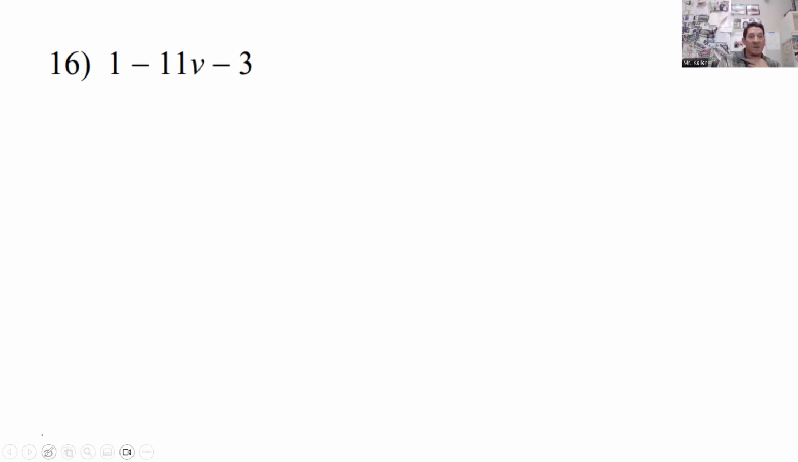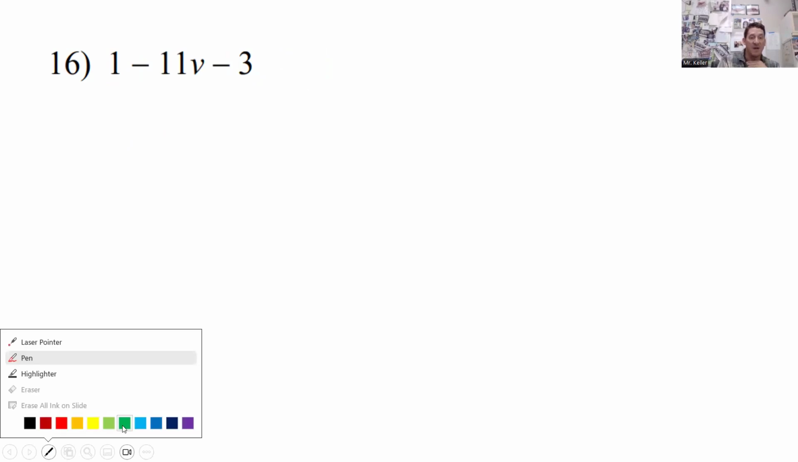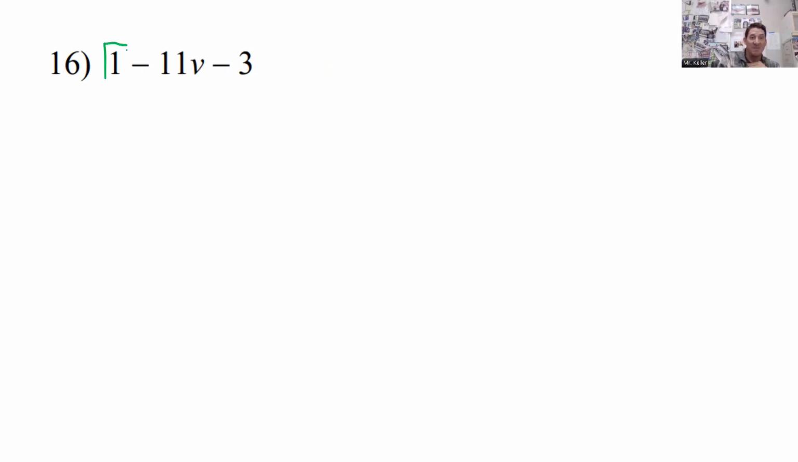This one here, a couple of different negatives. So we have a positive 1. This negative here belongs to the 3. So 1 minus 3 is negative 2. That negative with the 11 stays with that one. So that is negative 11v. So negative 2 minus 11v.